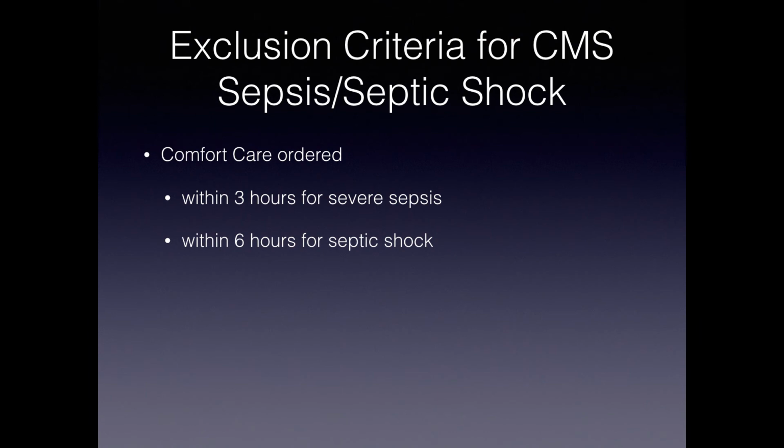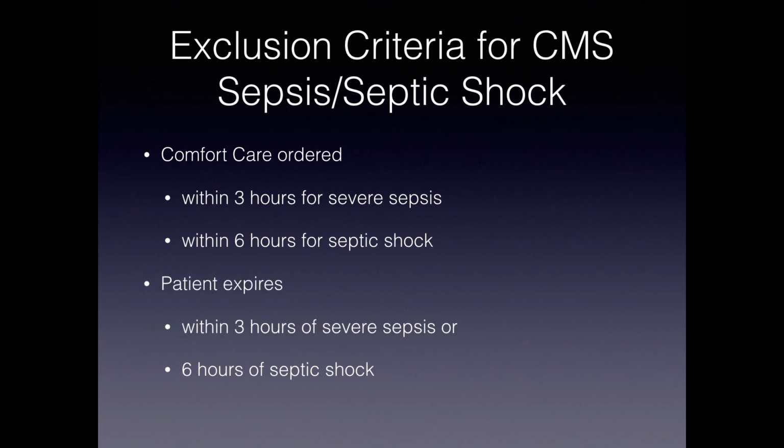So, if this happens, you won't get, I hate to say dinged, but you won't get dinged for it. So comfort care ordered within 3 hours of sepsis or 6 hours of shock. Patient expires within 3 hours of sepsis or 6 hours of shock. And then if they're a transfer from an outside hospital. So if these things are there, then you kind of don't have to worry about the CMS guidelines. But you still have to resuscitate the patient. You still have to do what you need to do for the patient. But I just wanted to include those there.